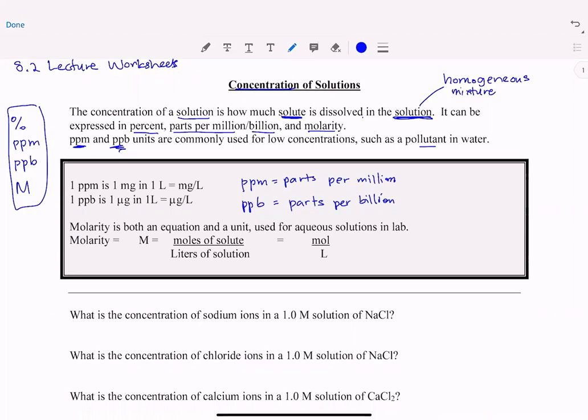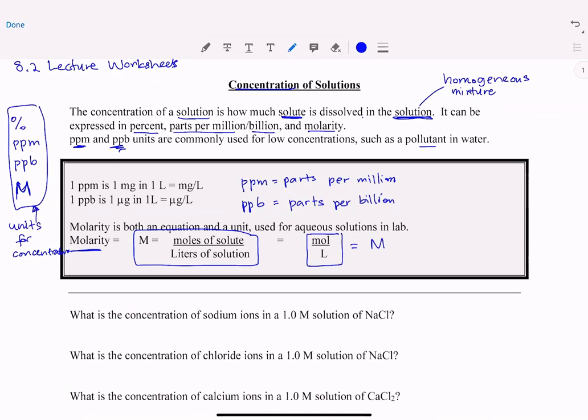Then we'll also get into molarity, which is both this uppercase M, the unit molarity, and also an equation: moles of solute divided by liters of solution. Really what you need to know is that the units, moles per liter, are equal to this uppercase M. And M is the word molarity, and molarity is one of the units for concentration. So that's what these are in the box, units for concentration.